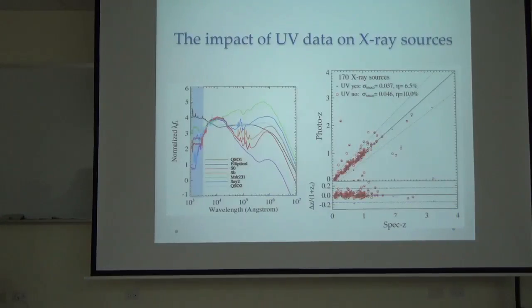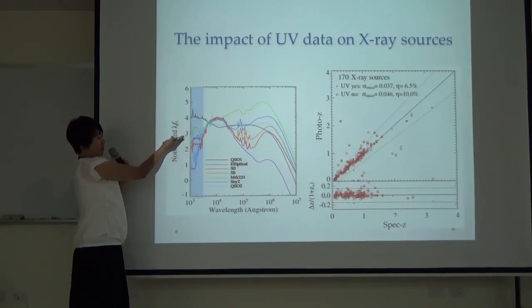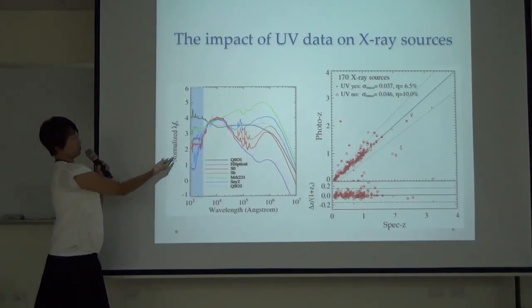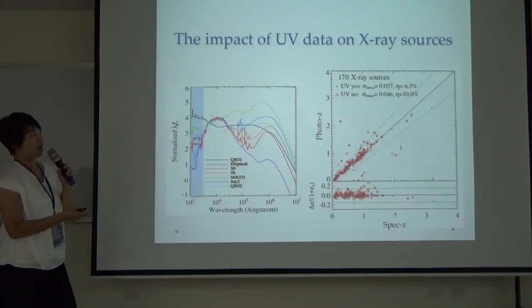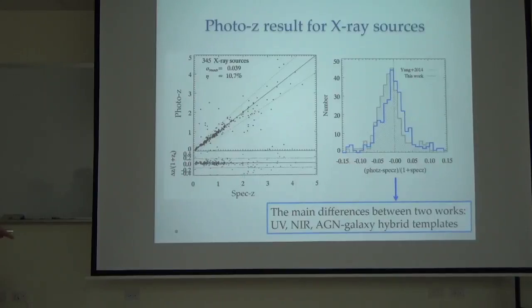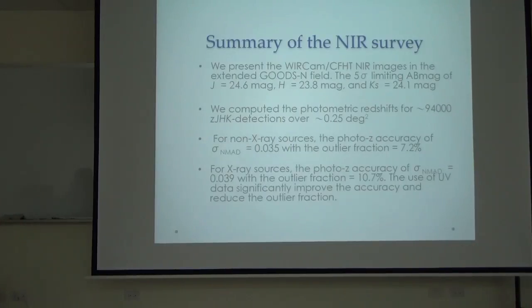The other thing I want to point out is that the UV data also change a lot, because if you look at the slope in the UV band, different types of galaxies have different slopes. So if I add the UV data in our SED fitting, you can see the improvement here. The outlier fraction changed from 10% to 6.5%. Okay, so this is my summary for the near-infrared survey.